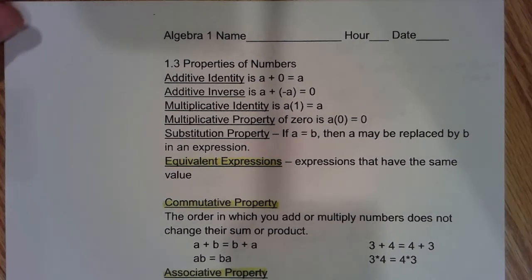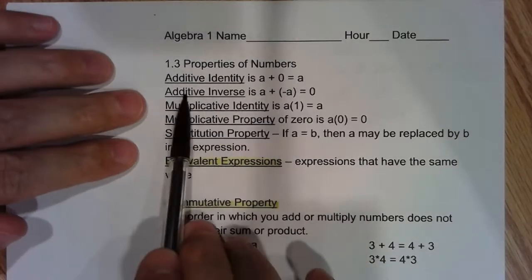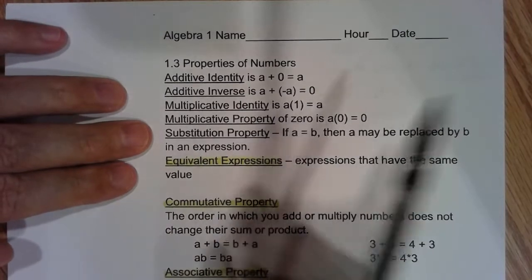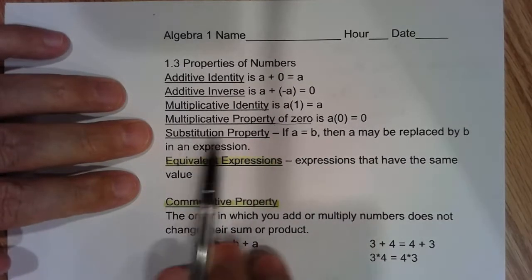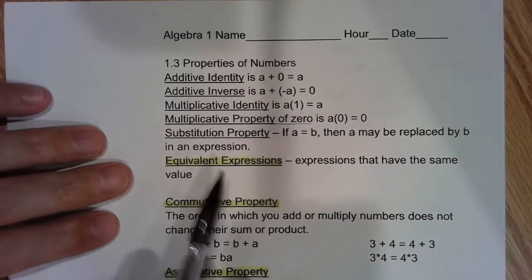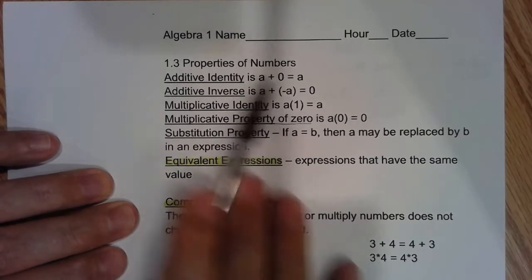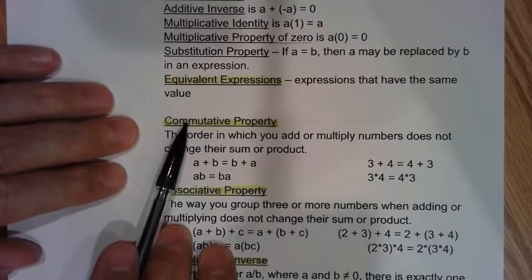All right, so here we have properties of numbers. You have a lot of properties: additive identity, additive inverse, multiplicative identity, multiplicative property of zero, substitution property, equivalent expressions, commutative property. All these are important, but this is where you really got to get to the commutative property.